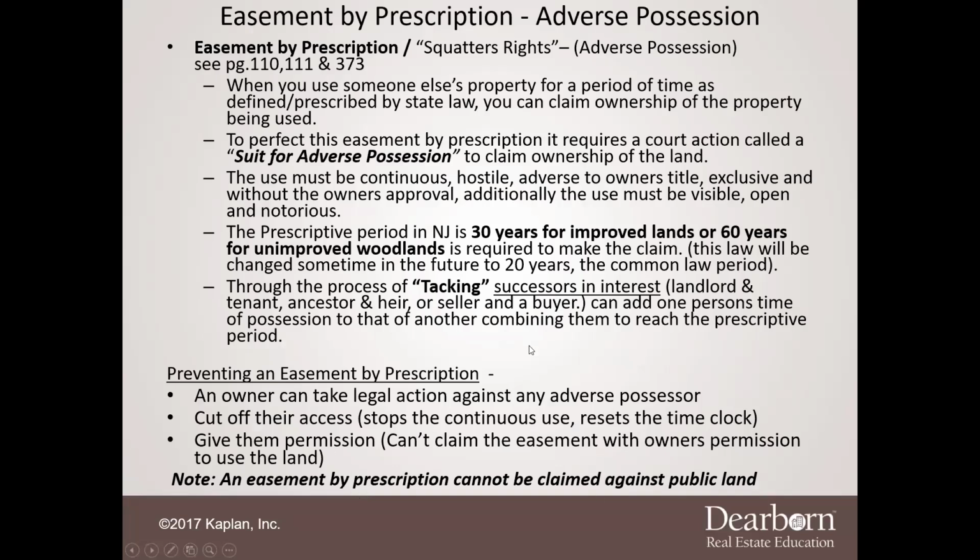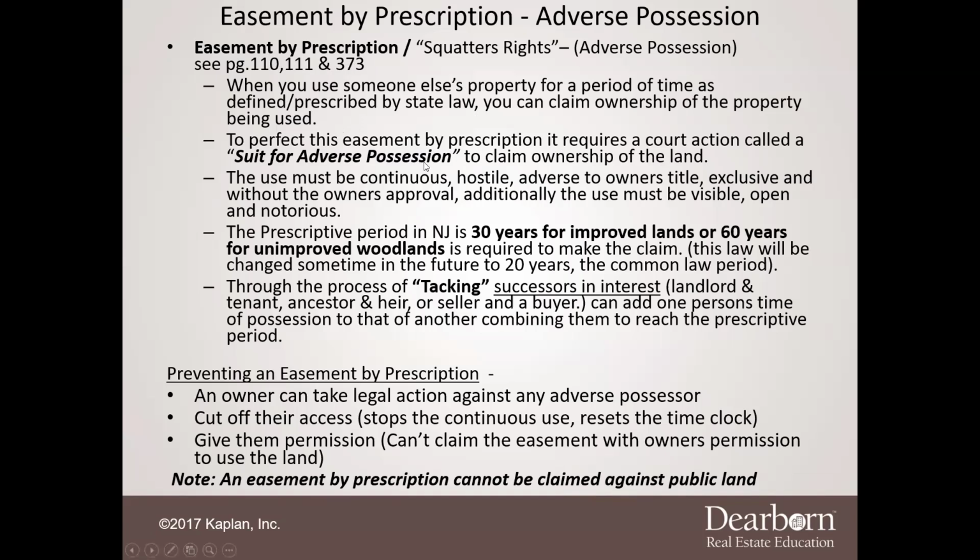All right, so let's go over this easement by prescription a little bit further, also known as adverse possession. Some people call it squatters' rights, but it's a little bit different in the application. When you use someone else's property for a period of time as prescribed by state law, that's how you get an easement by prescription. When you've been using the land for a prescribed period of time, you can claim ownership of that property. Now, to perfect that easement by prescription, it requires a court action called a suit for adverse possession or a suit to quiet title.